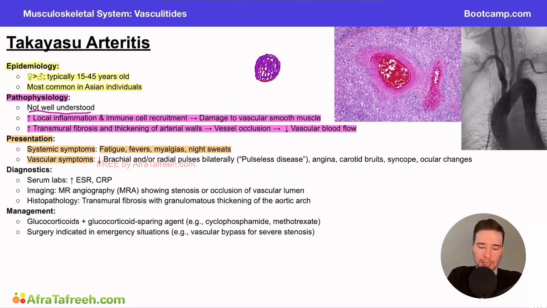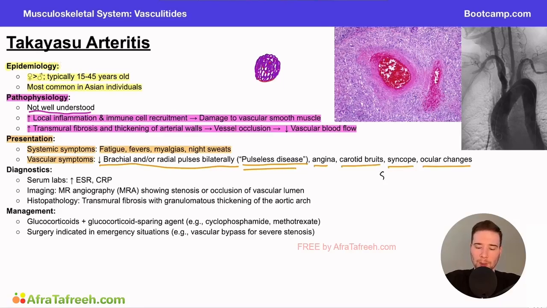So this includes things like decreased brachial or radial pulses bilaterally, which just gives this disease the nickname pulseless disease. If you block off the blood flow, right, the blood does not get distally. You might not be able to feel those pulses because there's an obstruction earlier up in the system. This can also present with other things, including angina, carotid bruits, syncope, or ocular changes.